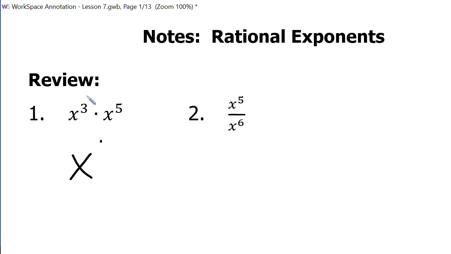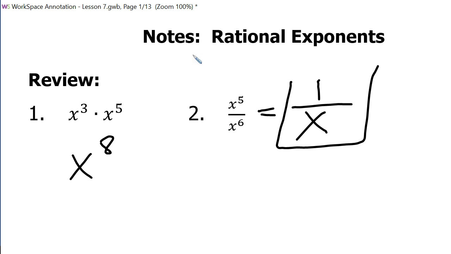Problem number 2, when you're dividing, what do you do with the exponents? Subtract them. So where's the larger exponent, in the top or in the bottom? Bottom. So that means my answer for x will go in the bottom. And when you're dividing, what do you do with those exponents? Subtract. So 6 minus 5 is 1. Do I have to put the first power with that x? No. But what do I put up top? A 1. So the answer is 1 over x.